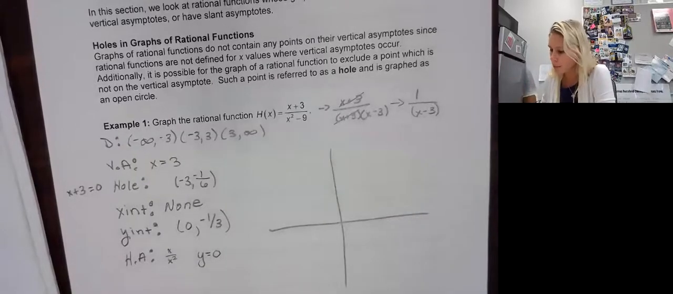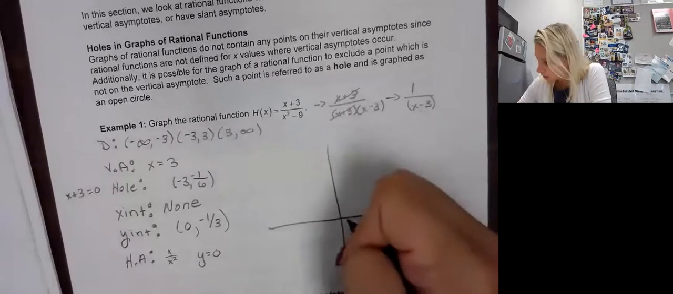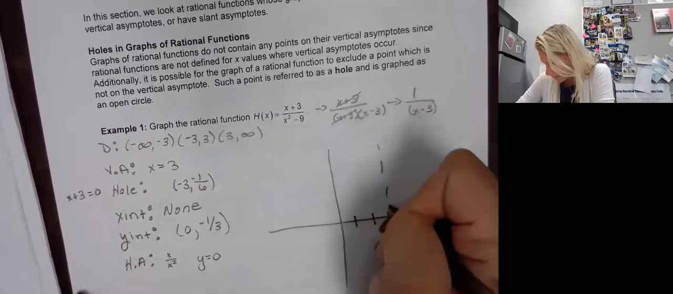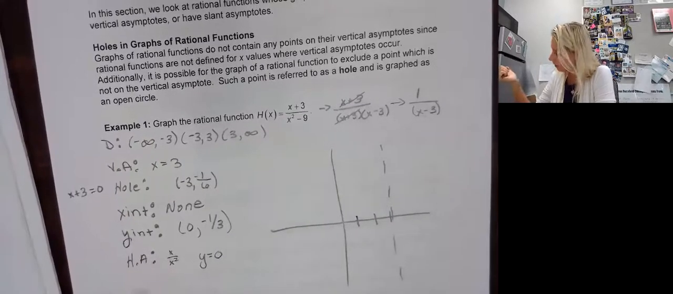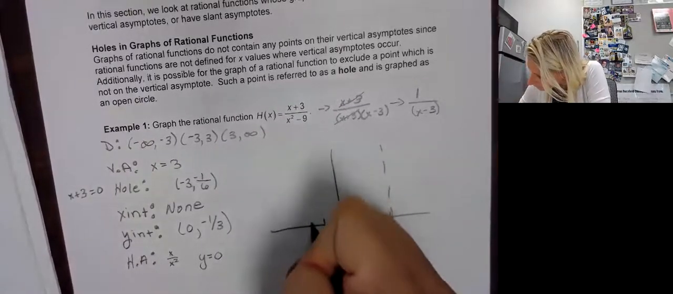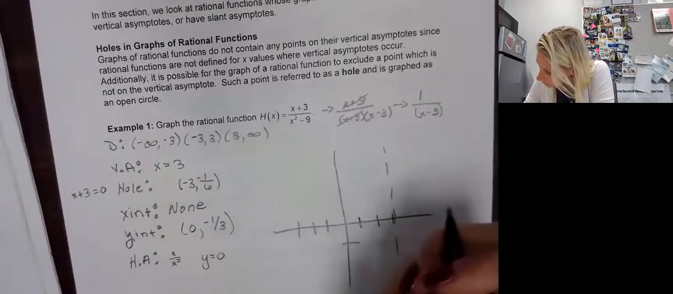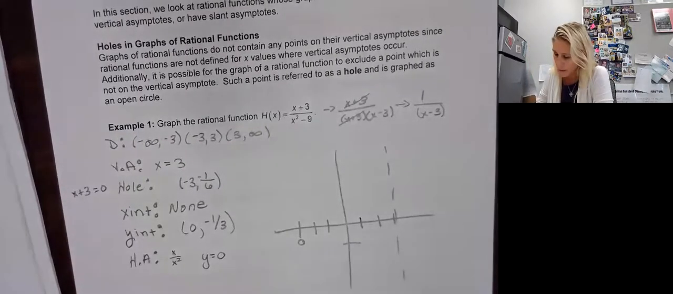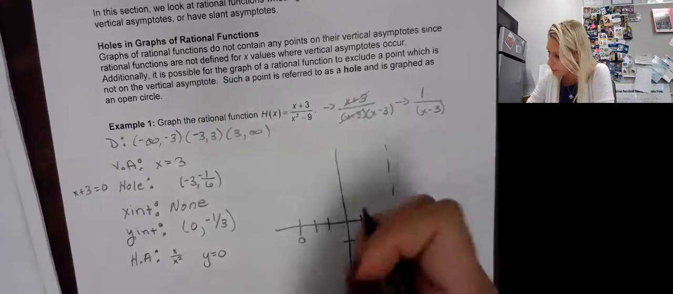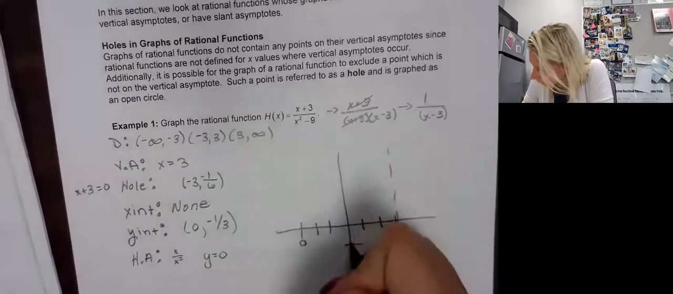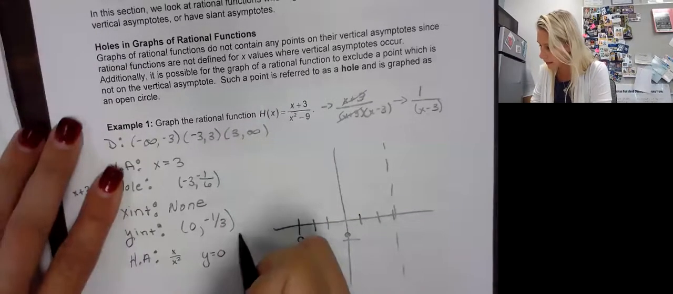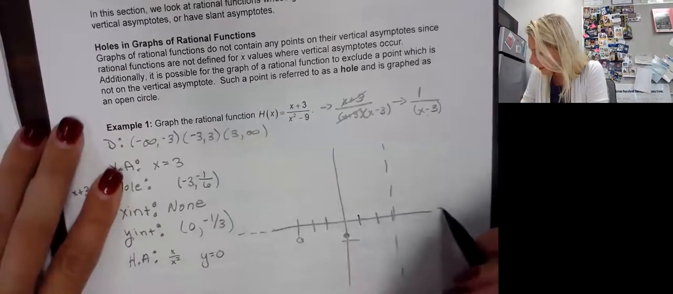Okay, I'm going to graph all my points first and my vertical asymptotes. So I have a vertical asymptote at 3, 1, 2, 3. I have a hole at -3, -1/6. So maybe right here. Okay, I have a y-intercept at 0, negative 1/3. Negative 1/3 is closer to 1. Okay, and we're done, right? Because then here is our horizontal asymptote.